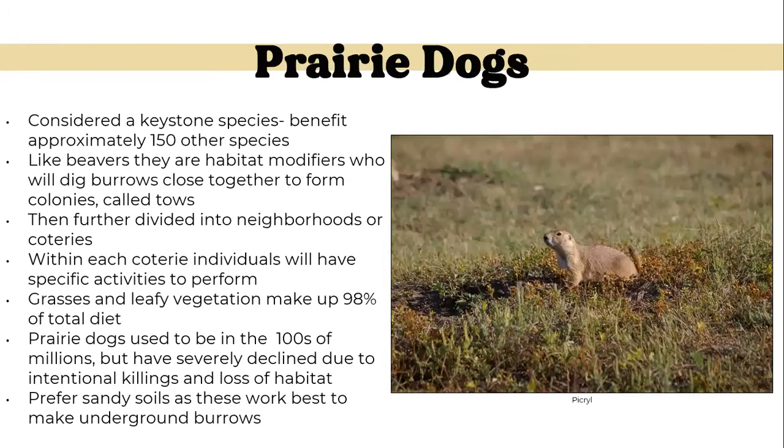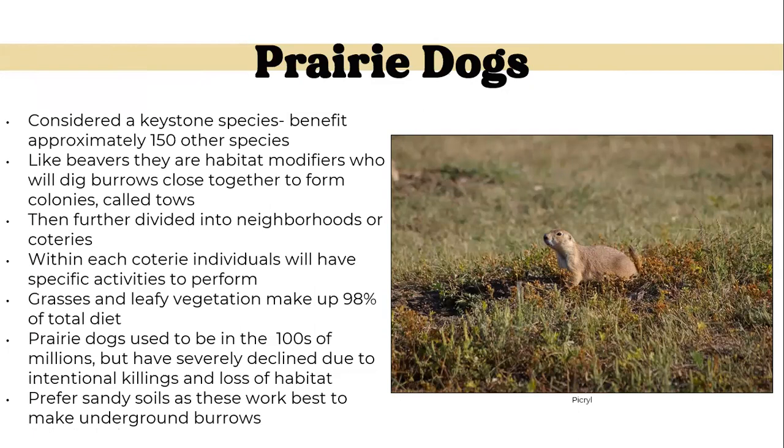All right, prairie dogs. This is another keystone species, another animal that's considered a huge pest, especially by a lot of people in western Nebraska, where they're found. So like beavers, they modify their habitats. They make these huge burrows really close together. They're called colonies or towns. That's supposed to say towns, not toes.